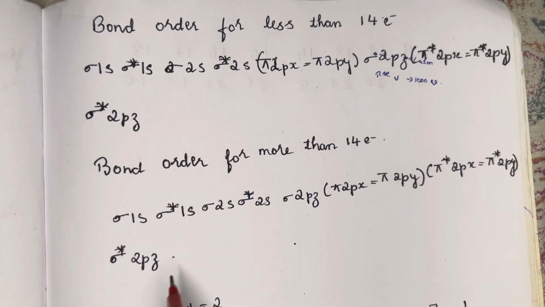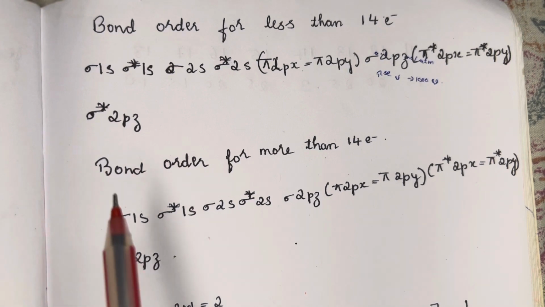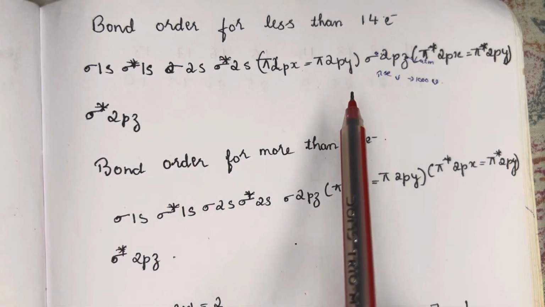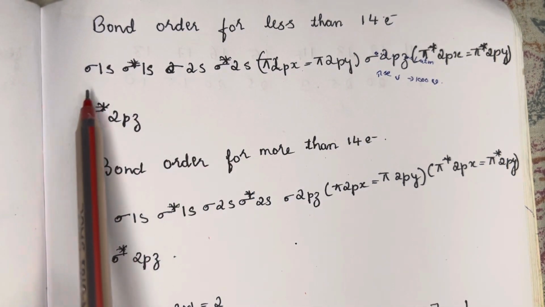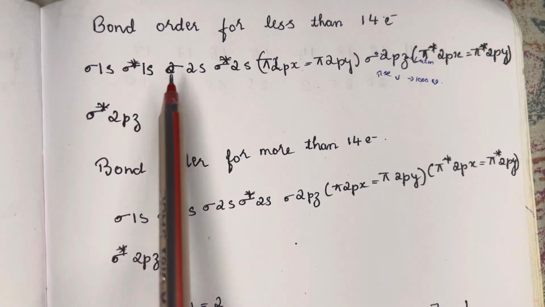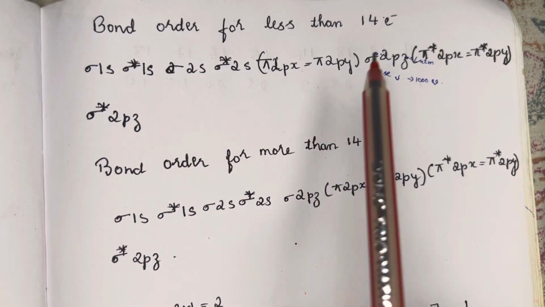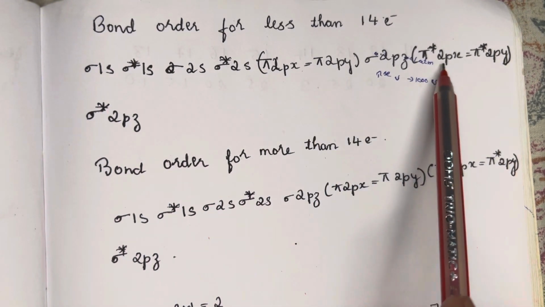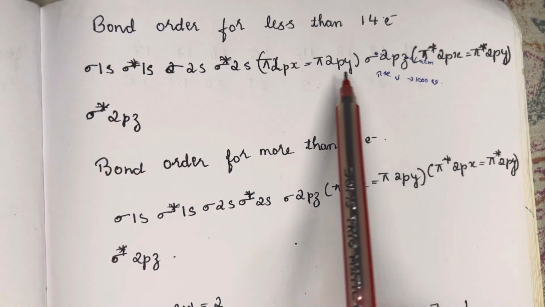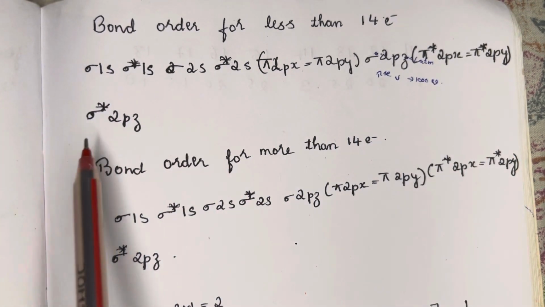So first we have to study this molecular orbital electronic configuration. It is very easy. See here, if it has 14 electrons or fewer, first sigma 1s, sigma star 1s, then sigma 2s, sigma star 2s, then pi 2px = pi 2py, then sigma 2pz. Then the same thing is repeated with a star: pi star 2px = pi star 2py, sigma star 2pz.